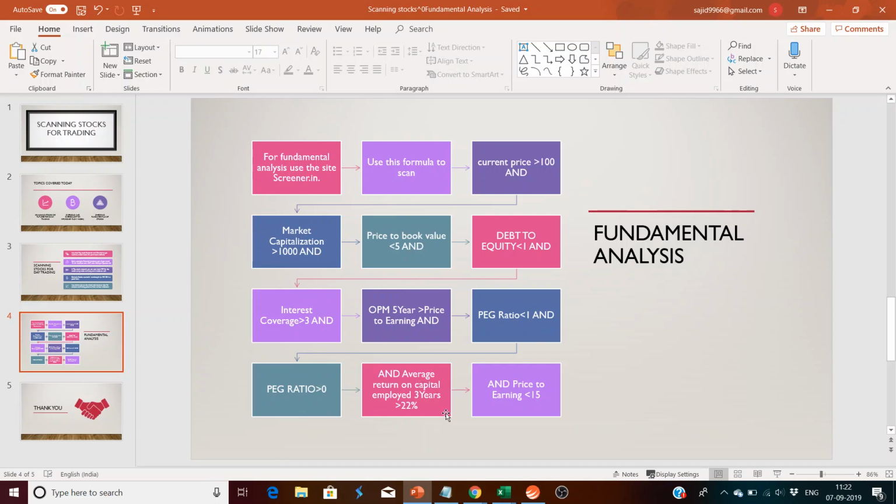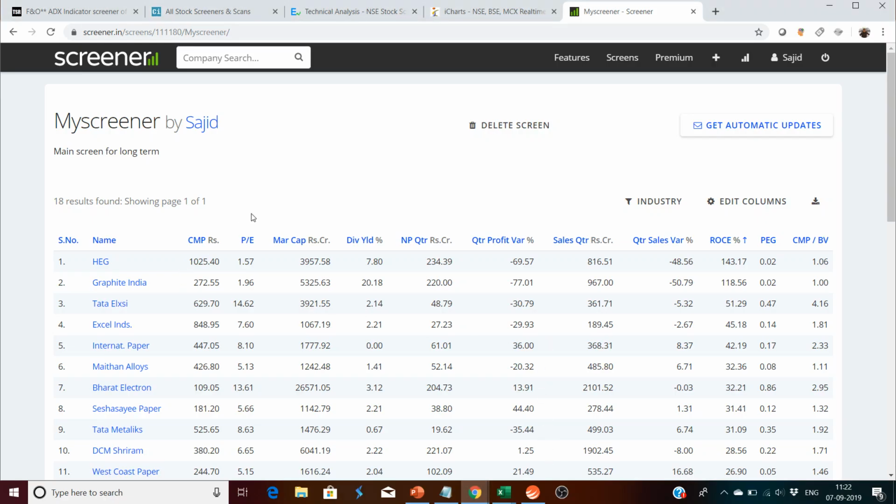and average return on capital employed for 3 years greater than 22%, and price to earning less than 15. So these two I have added on my own to further fine tune it, but you can let go of these two and you can pick and choose. If you feel that only 3 or 4 are required, I can still do my technical analysis after scanning the stocks. You can do that. So now let's see the results which I've got.